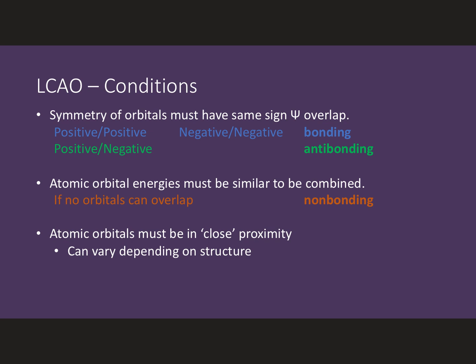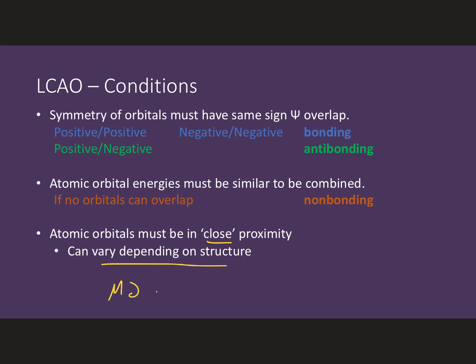Final consideration here is that atomic orbitals must be in quote-unquote close proximity in order to form a linear combination. That's a really loose description here, and it really depends on the structure. There are no hard and fast limits here, but you can assume that a molecular orbital is going to form from things that are close.